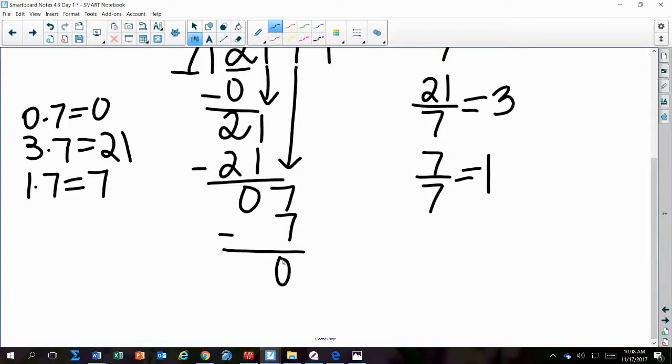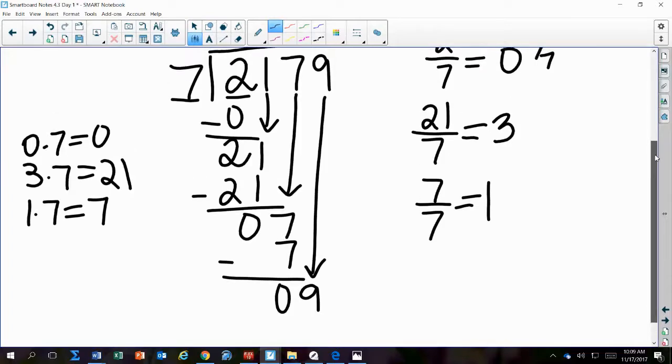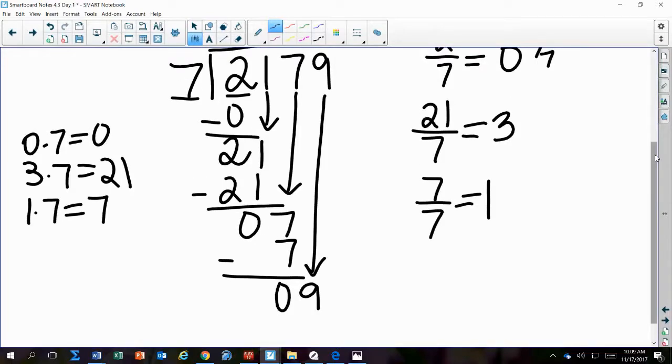Then what would I do? I bring it on down. What else do I do? Bring it on back, right? I bring it on down. I bring down, you said, 9? Yeah, 9. Bring down the 9, and I bring it on back to the division step. Okay? And I divide. So I divide the 9 under by the 7 outside.